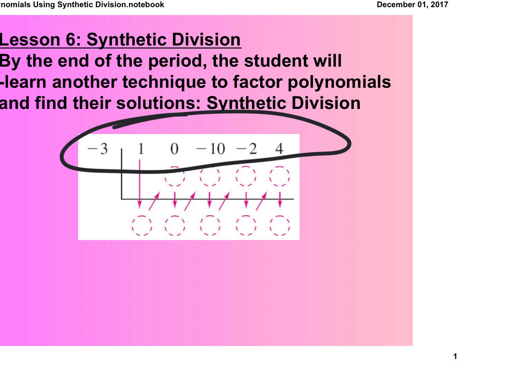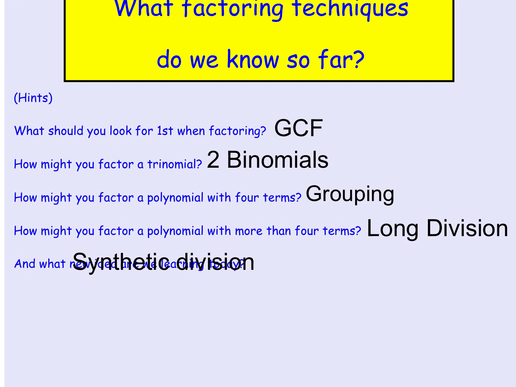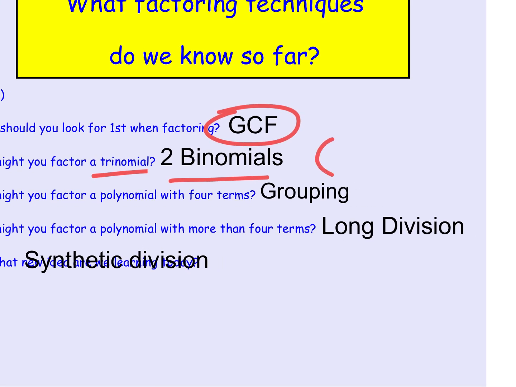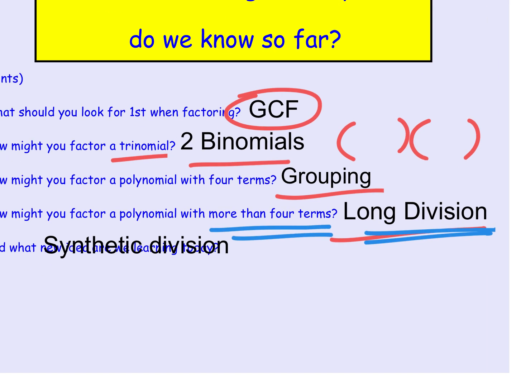All right. So let's actually go through some thoughts about factoring stuff we know so far. So get to this page. It's page 2 of the notes. What do you look for first? You look for a GCF, a greatest common factor, and you factor it out. If you have a trinomial, as in three terms, you get just two sets of things like this, two binomials. You can factor by grouping, and you can factor with long division when they're really big. More than four terms, that's when you use long division.